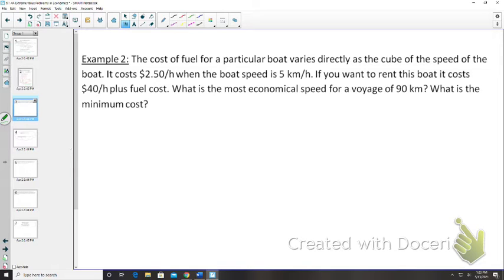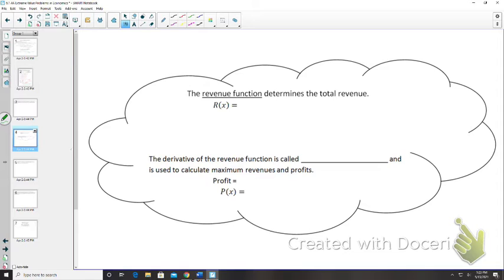Okay, so let's do another cost function problem here. Actually, we are going to skip this one. Okay, so that's the cost function.